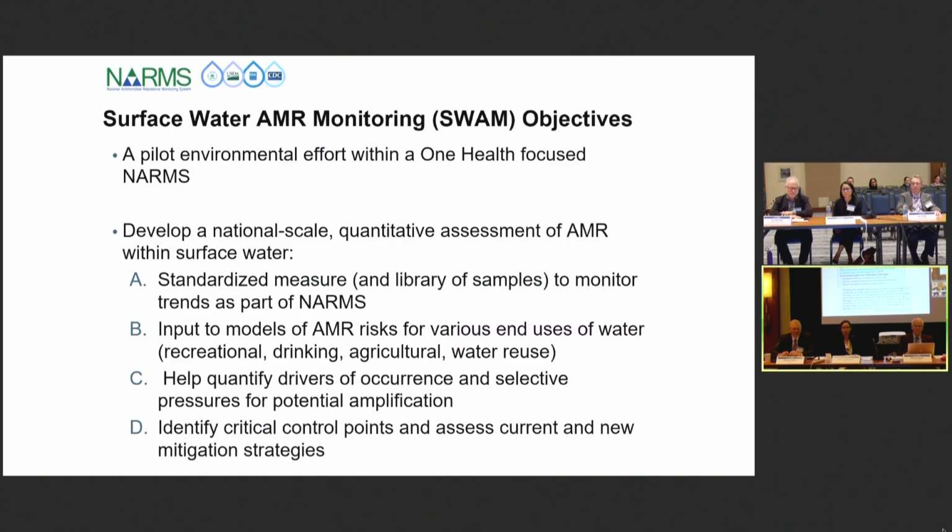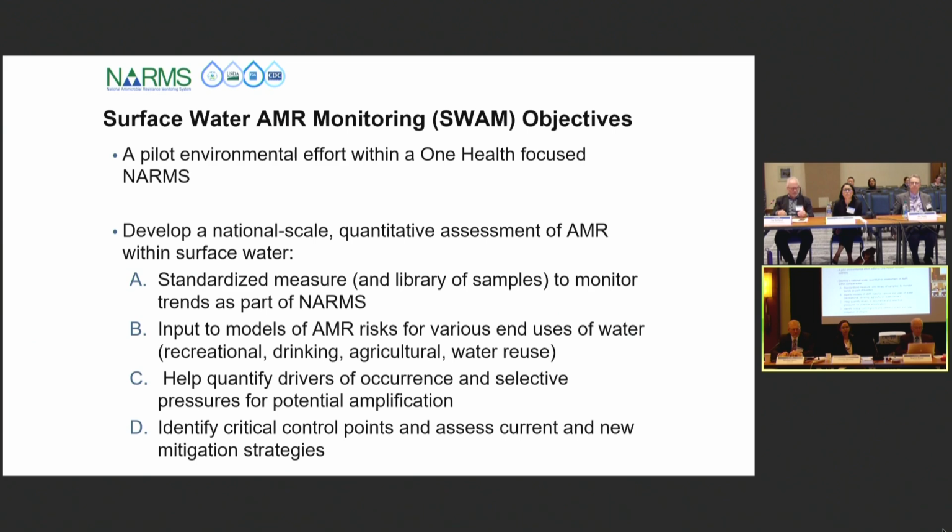Next slide. And so beginning, actually quite overlapping very nicely with the pandemic, we formed this surface water pilot team, this interagency team, and developed our objectives. Obviously, it's to develop this pilot effort within the One Health focused NARMS, but below that, really, the goal was to develop a national scale quantitative assessment of AMR in surface water. And quantitative because we wanted to have a standardized measure and maybe a library of samples that we could look at for long-term trends. That's one sub-objective.